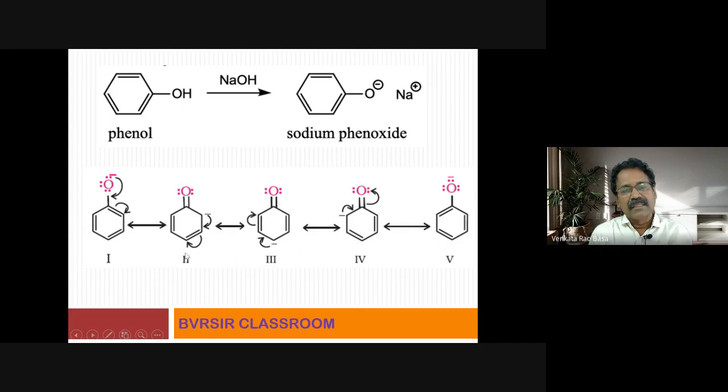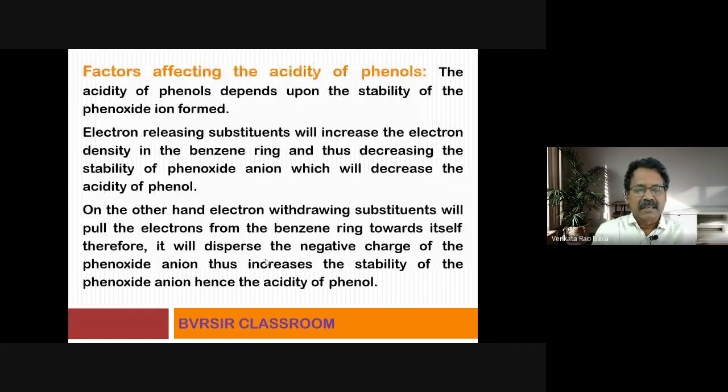So wherever there is delocalization and resonance structures, it results in greater stability, and that greater stability is responsible for the acidic nature or acidic behavior of phenol. I hope you got this point. It is very, very clear.